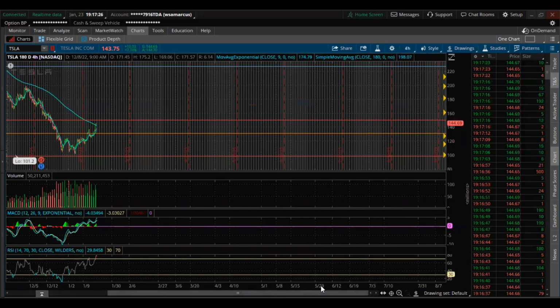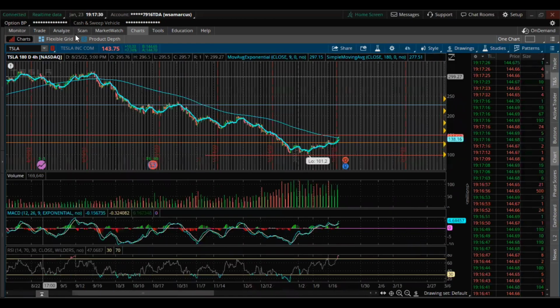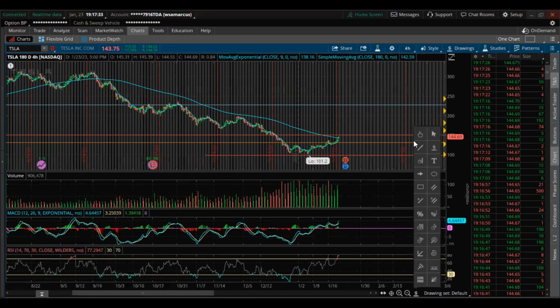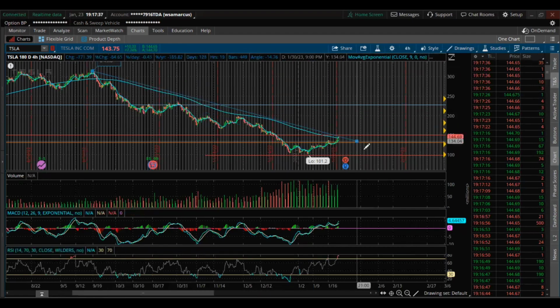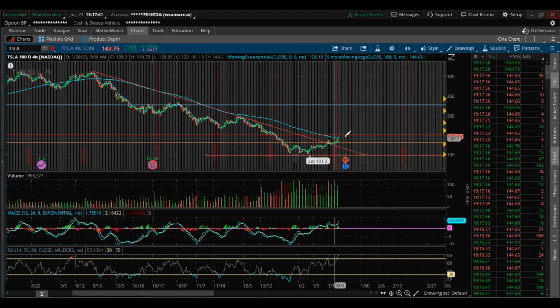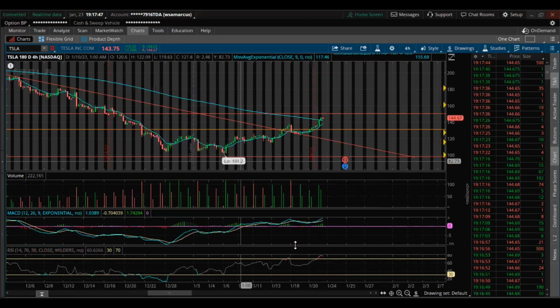Now check out the 180-day. Boom. Looking at the 180-day, Tesla has been on an overall downward trend. You can see this very clearly over here. And we just kind of broke out of this wedge today. Tesla broke out of that wedge. It's touching the SMA. What's going to happen tomorrow?